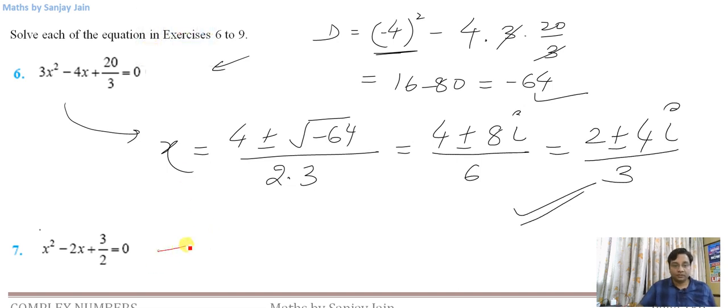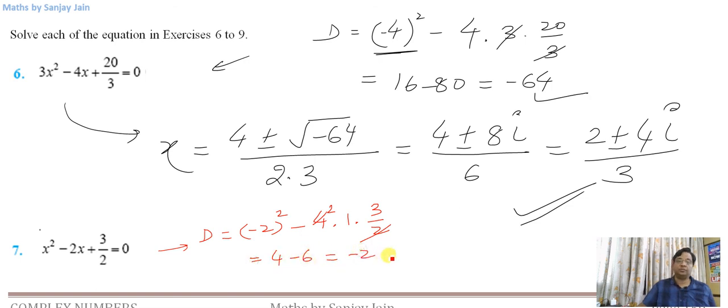For this, the discriminant will be minus 2 squared minus 4 into a into c. It will give me 2 here. This is 4 minus 6, that is minus 2. So this is my discriminant.